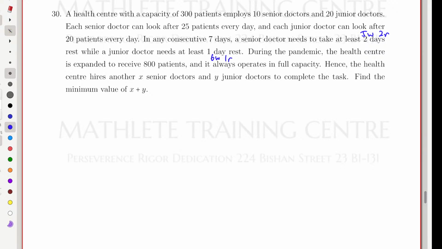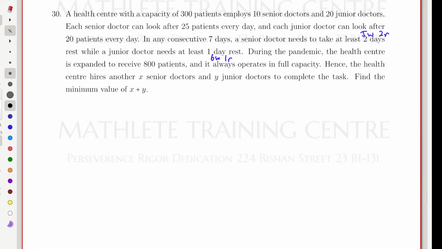During the pandemic, the health center expanded to receive 800 people now and it always operates at full capacity. Hence, they need another X senior doctors and Y junior doctors. Okay, how to do that? So the idea is that we try to figure out the senior doctor and the junior doctor, which one of them is more worth it to use to look after the patients.